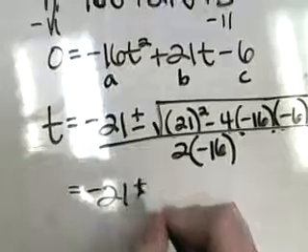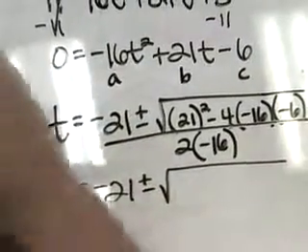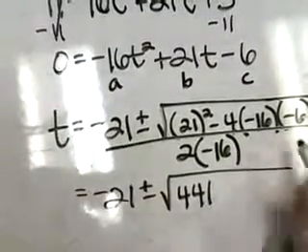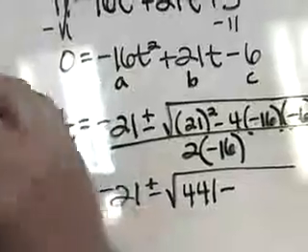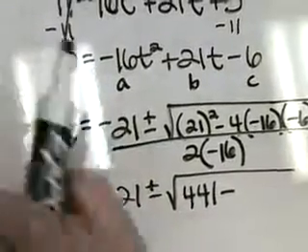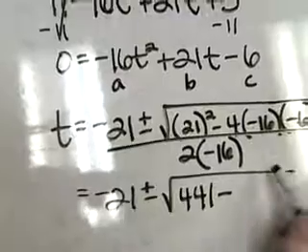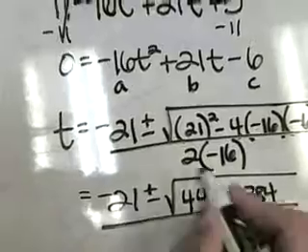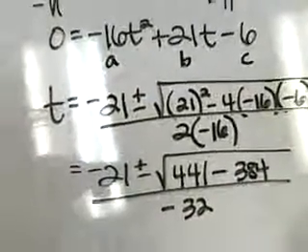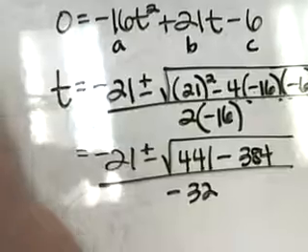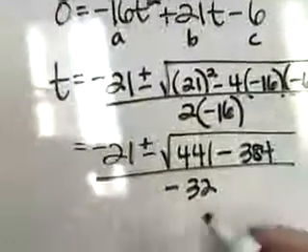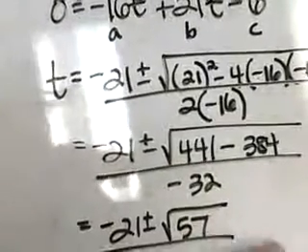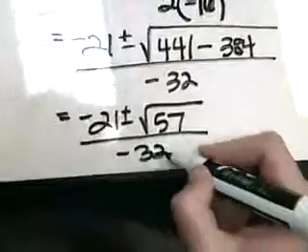Let's clean up under that radical. 21 squared is 441. 3 negatives is going to make a negative. And 4 times 16 times 6 is 384. That gives me negative 32 on the bottom. 441 minus 384 is 57. So I've got negative 21 plus or minus the square root of 57, over negative 32.